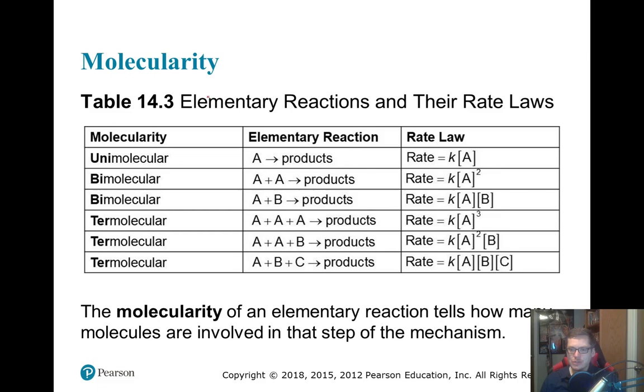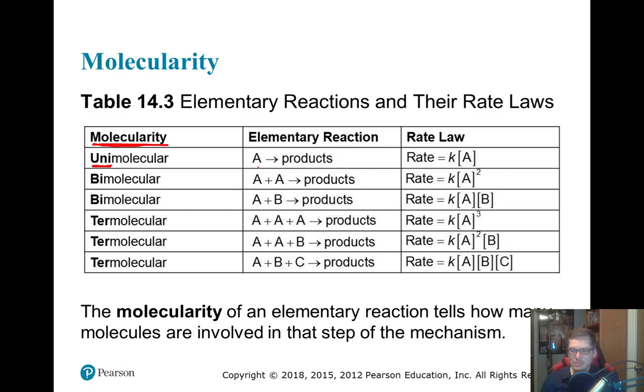Each elementary reaction has a different molecularity. Molecularity is just a fancy way of saying how many molecules or formula units are reacting in that elementary reaction. If there's only one particle reacting, we call this unimolecular. This is what it would look like: this is your elementary reaction, A yields the products, and its rate law would just be equal to this.